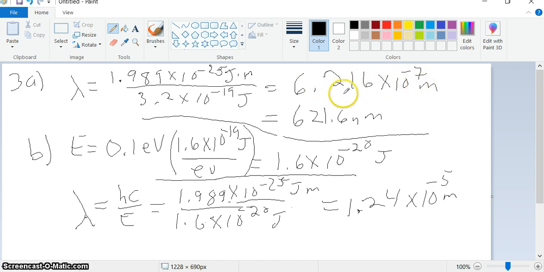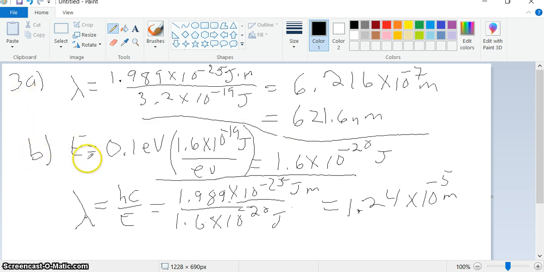Now, if I move the decimal place 2 places to the right, then that becomes times 10, because the decimal place has to return to that same spot to keep the same number. That becomes 621.6 nanometers, times 10 to the minus 9th. The reason we do that is this is actually in the visible part of the spectrum, and that's in fact red light.